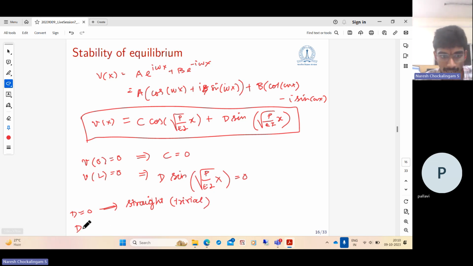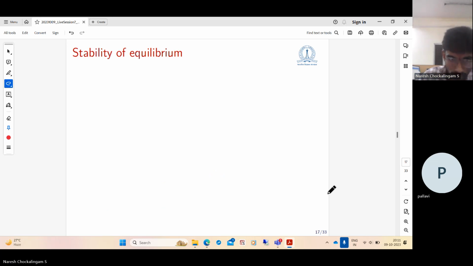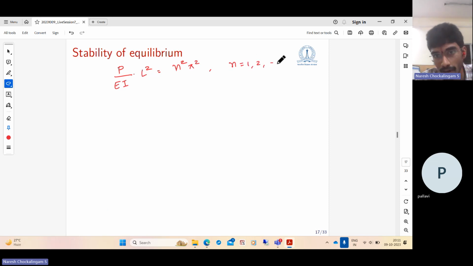Let us look at the other case when D is not equal to 0, which means sin of root P by EI x should be equal to 0. This is evaluated at L, which means root P by EI times L is equal to n pi, an integral multiple of pi. So squaring both sides, we get P by EI into L square is equal to n square pi square, for n equal to 1, 2, and so on. Therefore, P is equal to n square pi square EI by L square.